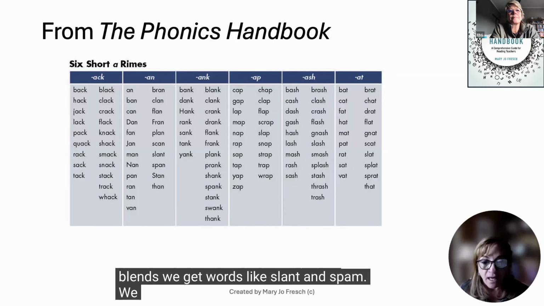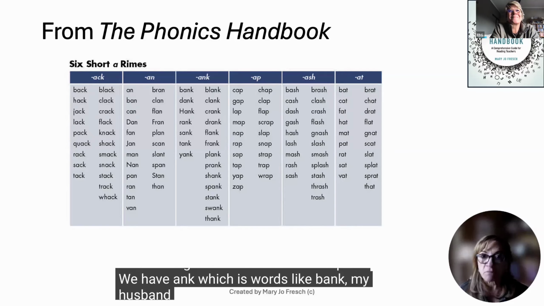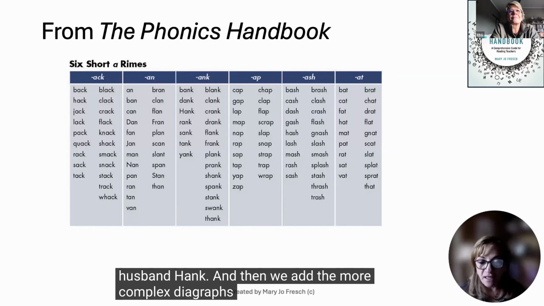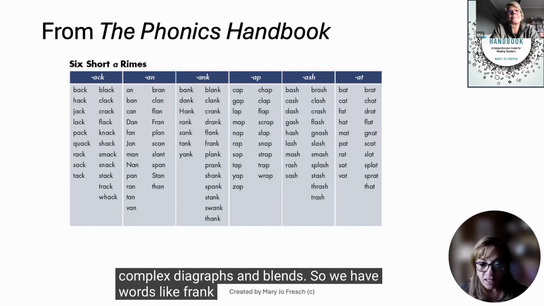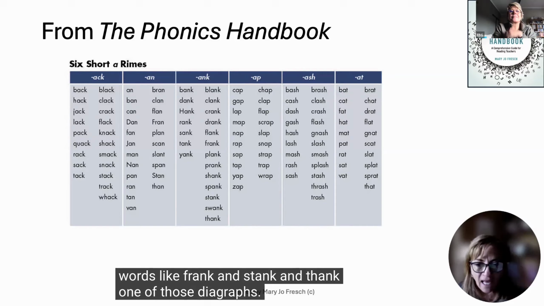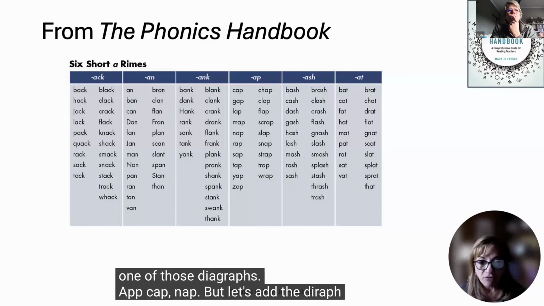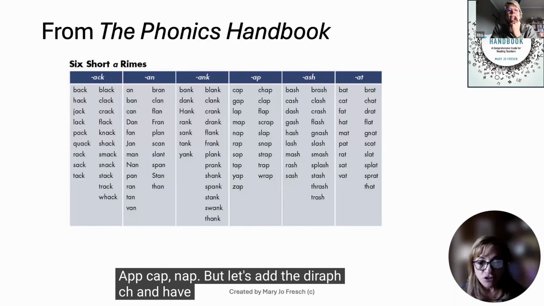We have ank, which is words like bank, my husband Hank. And then we add the more complex digraphs and blends. So we have words like frank and stank and thank, one of those digraphs. App, cap, nap. But let's add the digraph ch and have chap.